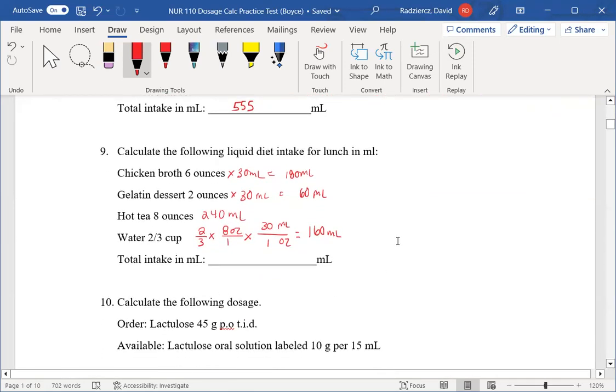All right, so for this one, then we would just add it all up. And that's the same as the 2/3 cup. I used the 8 ounces, but it was the same thing, right? 8 ounces is 1 cup. I actually read that as 2/3 glass, but I would have used the same thing based off of the previous problem. So all I'm going to do now is add up the 160 plus the 240 plus 60 again plus 180. And that's going to give me a total intake of 640 milliliters.